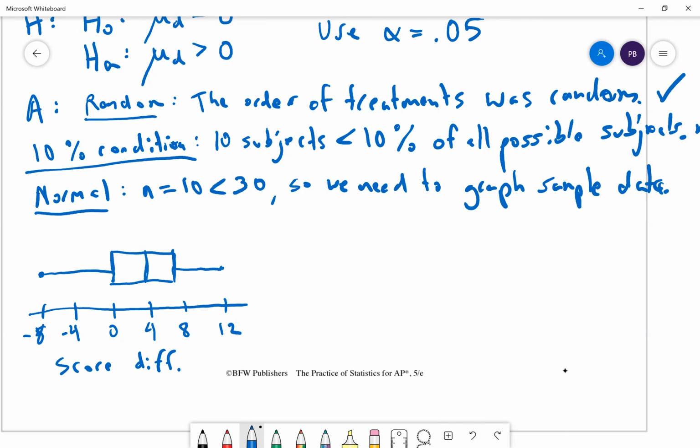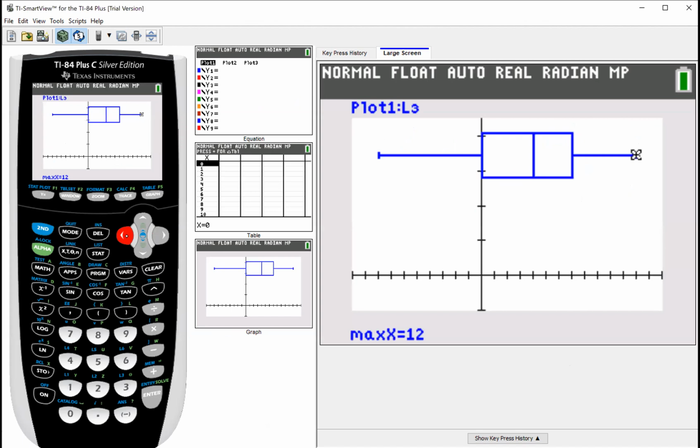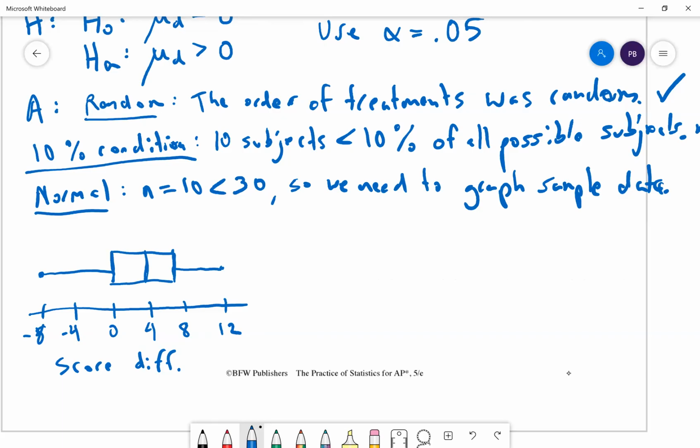So here's my box plot. Let me just make sure that's right. On the calculator, yeah, we had 12 for the maximum, 7, 4, 0, and -8. Okay, so that looks right. Then we can clearly see that we don't have any outliers. I didn't see any outliers on the calculator. Also, there is some left skewness here, but it's not that strong, so there isn't strong skewness here.